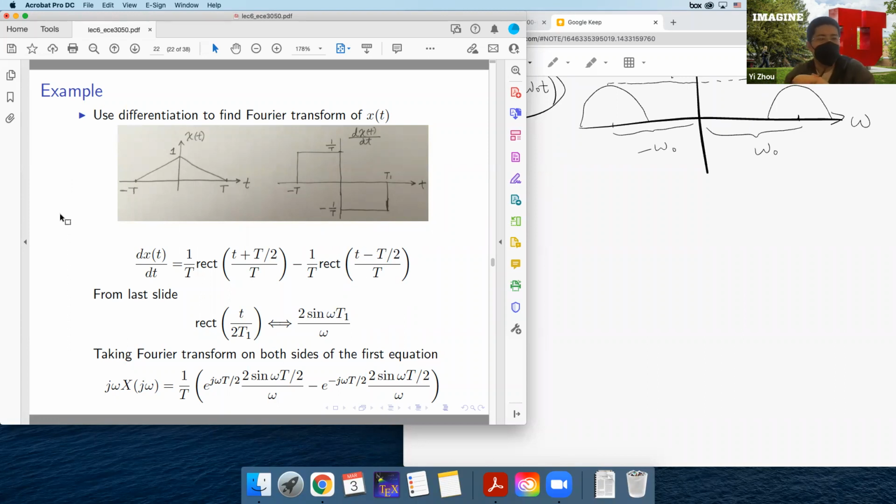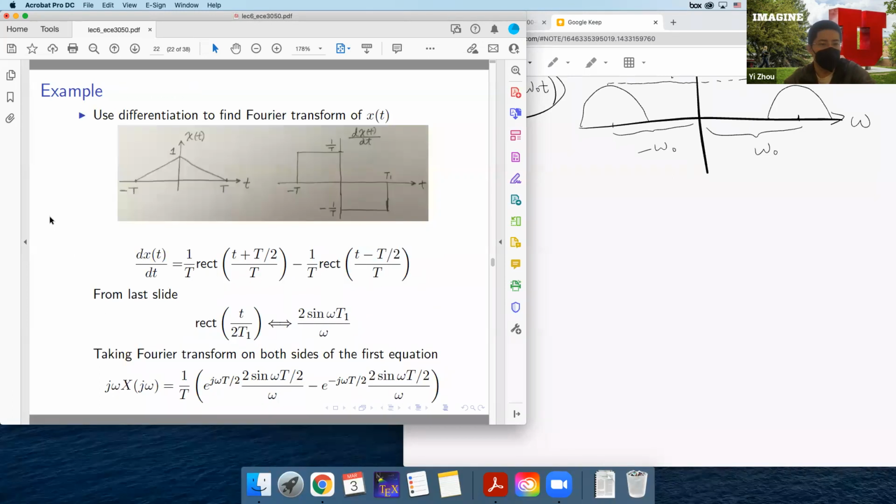Okay, so are there any questions regarding this example? Okay, so let's move on.